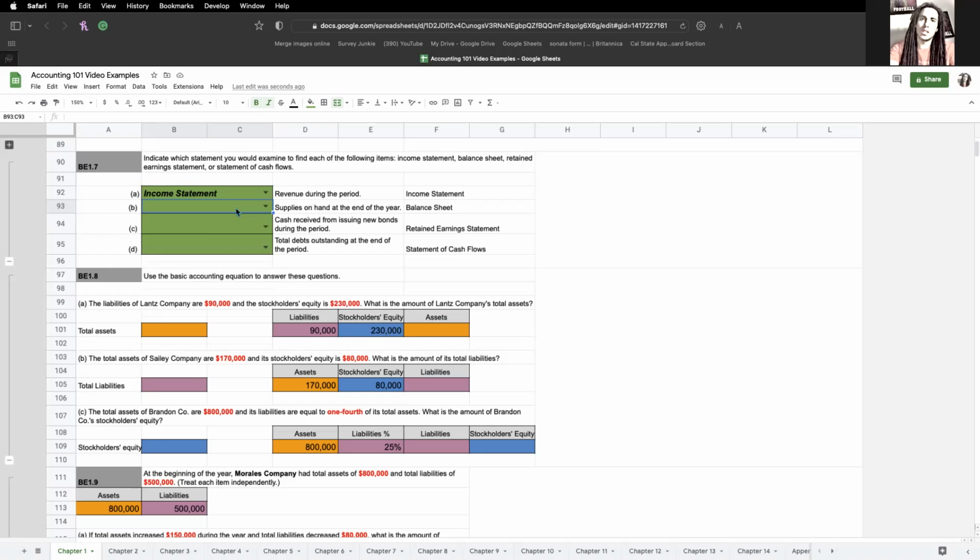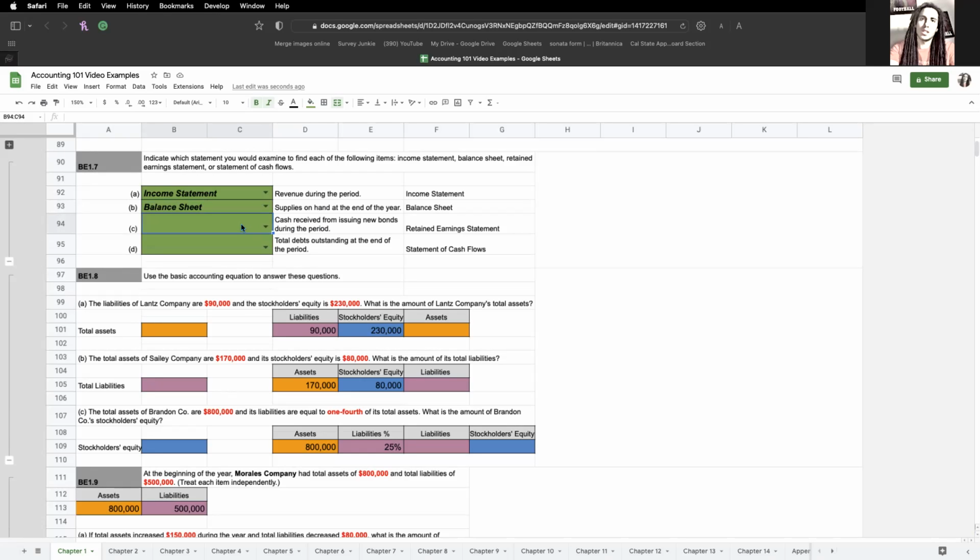Supplies on hand at the end of the year, that's going to be in the balance sheet because supplies are considered an asset. For example, pen, paper, erasers, stuff that you're going to use and dispose of that you buy in bulk. Those are some examples of office supplies. Some other examples, paint brushes, among other things.